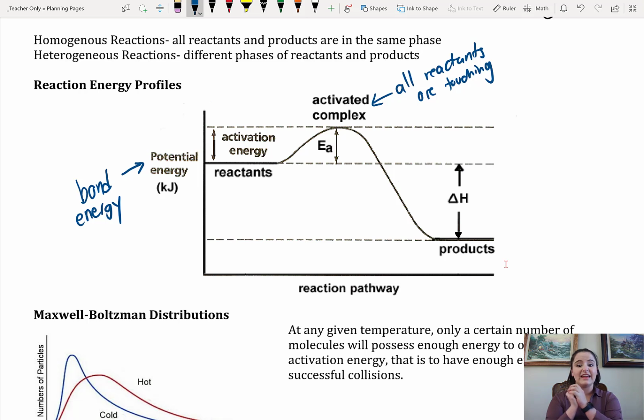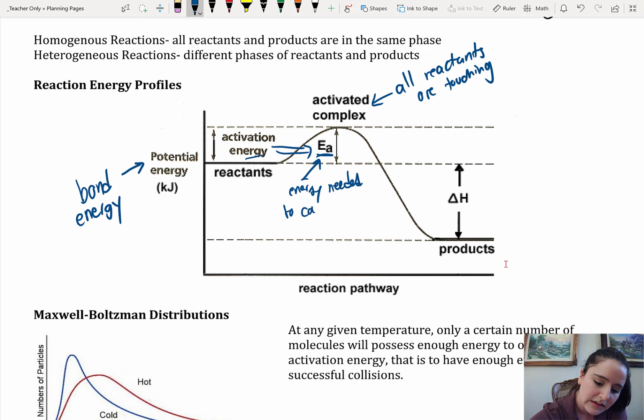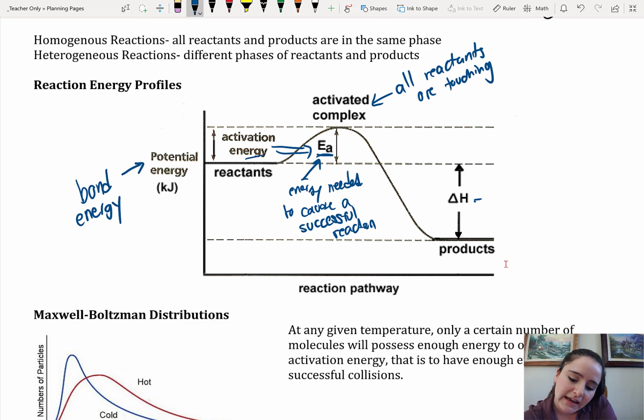Okay, so in the middle of being a reactant and being a product. This E sub A is the activation energy, okay? That is the energy needed to cause a successful reaction. Okay, how much energy you have to put into the reactants in order for that successful collision to occur. Okay, and this delta H right here, this is called the reaction energy.